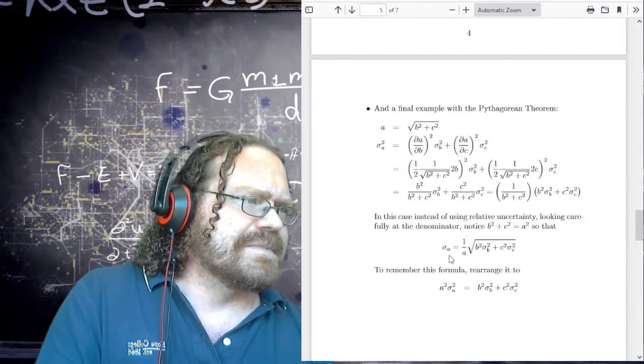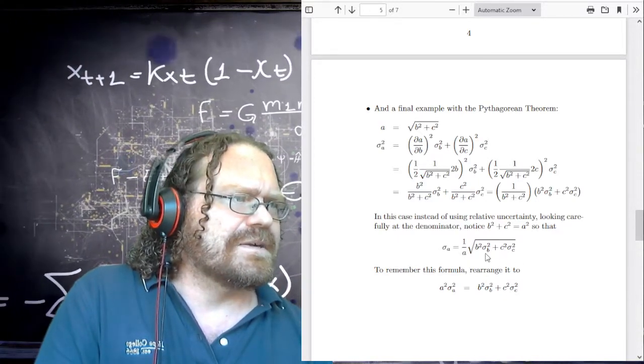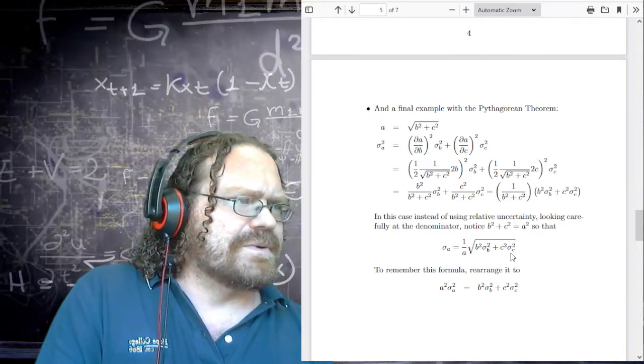be left with sigma a is equal to 1 over a times the square root of b squared sigma b squared plus c squared sigma c squared.